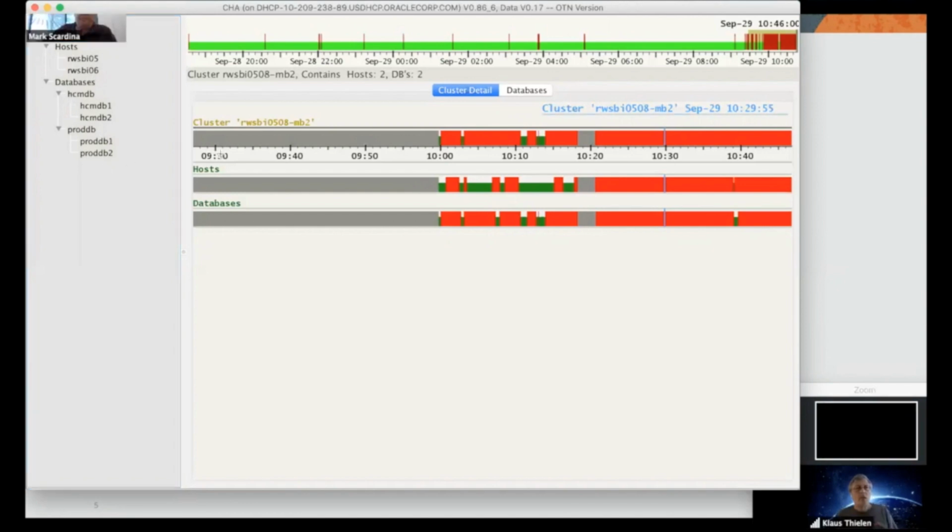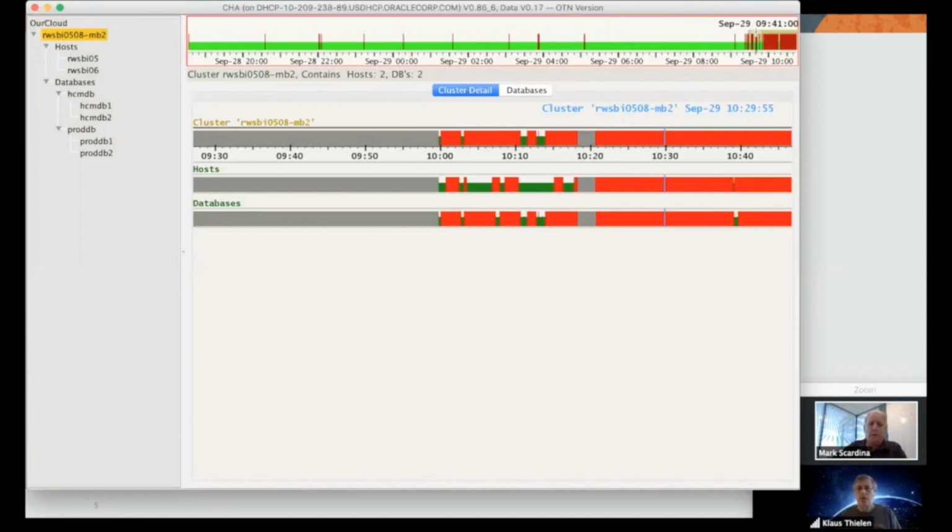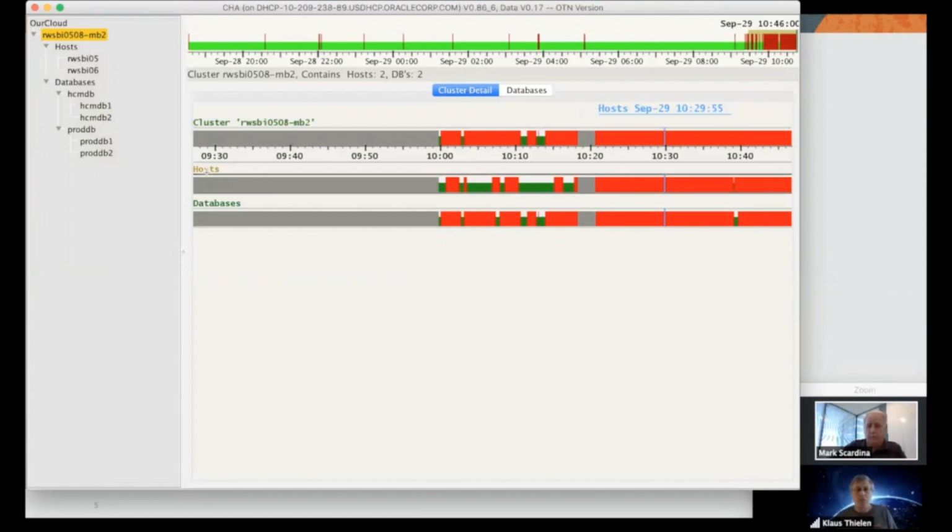Okay. So when you go back to the brownish corner on the upper right side, this is about 1 hour of time. When you go down, you see a timeline for the cluster, which is exactly the same time frame as the brownish box on top. And you see there are hosts and databases. I see. Okay.